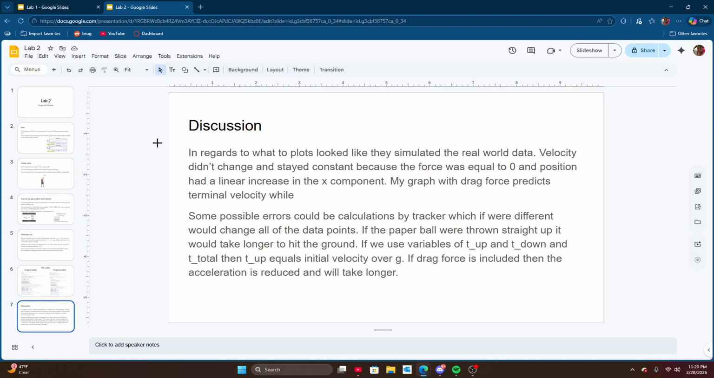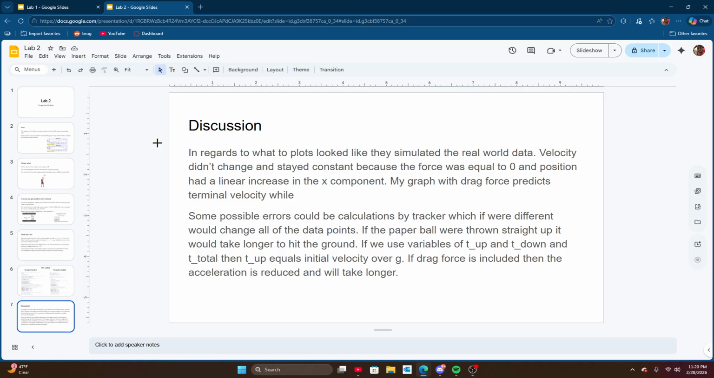And discussion in regards to what the plots look like. They simulated the real world data. Velocity didn't change, staying constant because the force was equal to 0, and the position had a linear increase in the x component. My graph with drag force predicted terminal velocity, while the graph without drag force didn't.